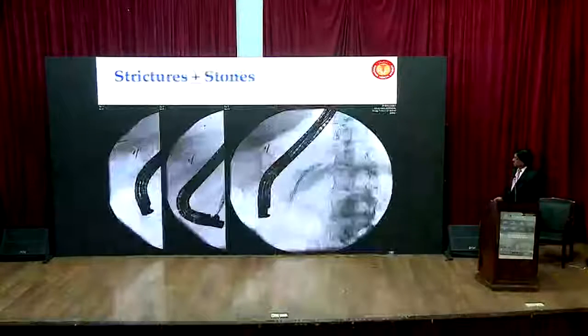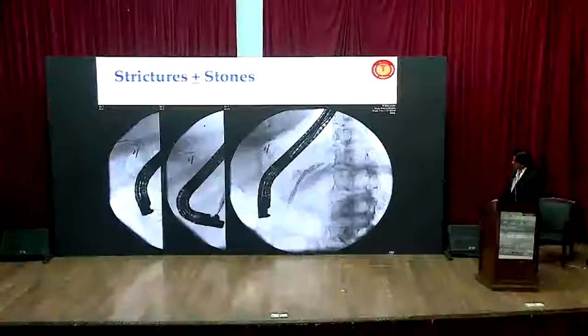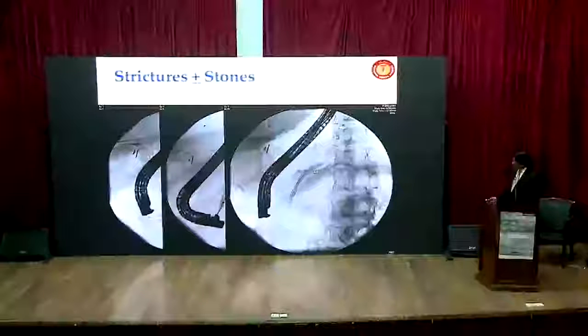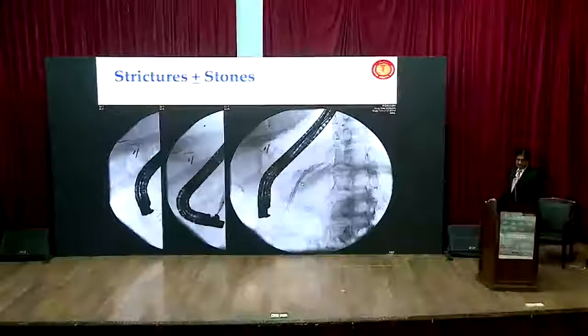Next. And this is a stricture and stone here. Again, this is how this stricture is dealt with. And if the stricture is not dilated properly or it is a stiff stricture, you can put the pancreatic stent here. Next.